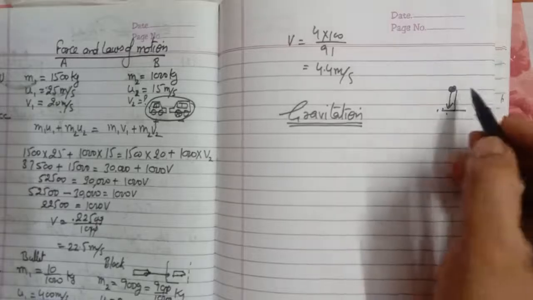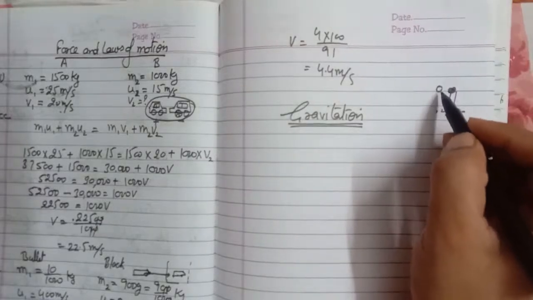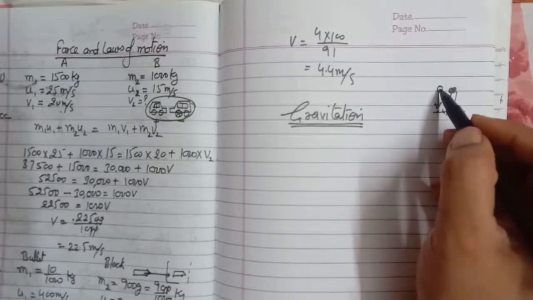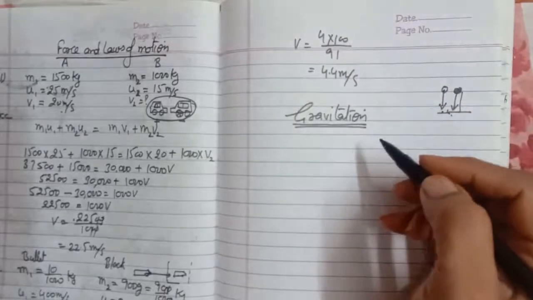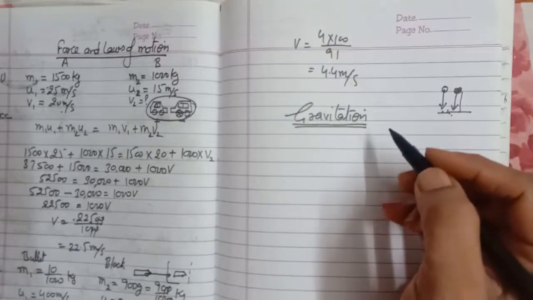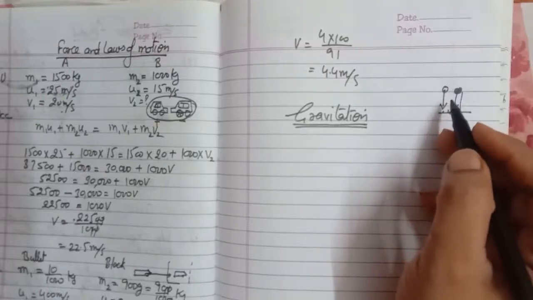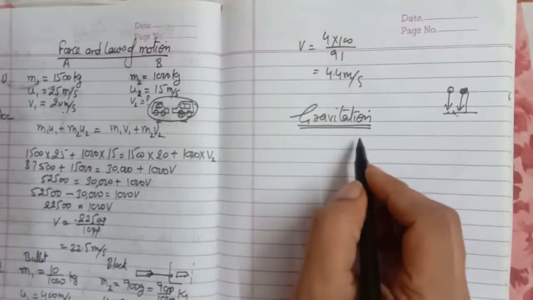So if we drop a stone from a particular height, it moves toward the earth due to the gravitational force exerted by the earth on this stone. So this is one part of gravitation. Gravity is not only exerted between the earth and the object. Gravitational force is exerted on all the objects in our universe.